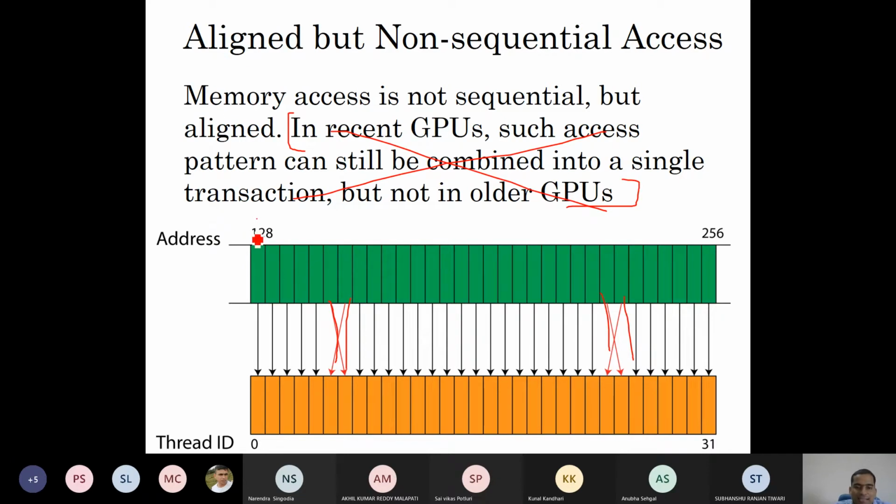So here, these accesses are aligned, but they are not sequential. Here, they are in between. They are not sequential. See, if one of these accesses were to go outside, then you can say it is not aligned, right? But as long as you're staying within the boundary of 0 to 127, 128 to 255, it is still aligned.